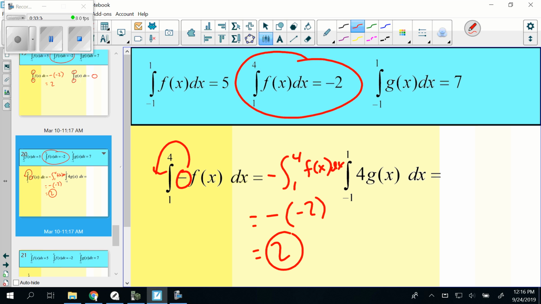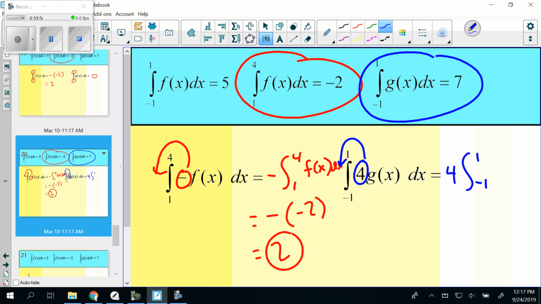The following one here, what is this one? Again, there's a constant here. If you pull that out, it's the same as the one here. And so you would have 4 times this integral, which we know ends up equaling 7. So you'd have 4 times 7, or 28.